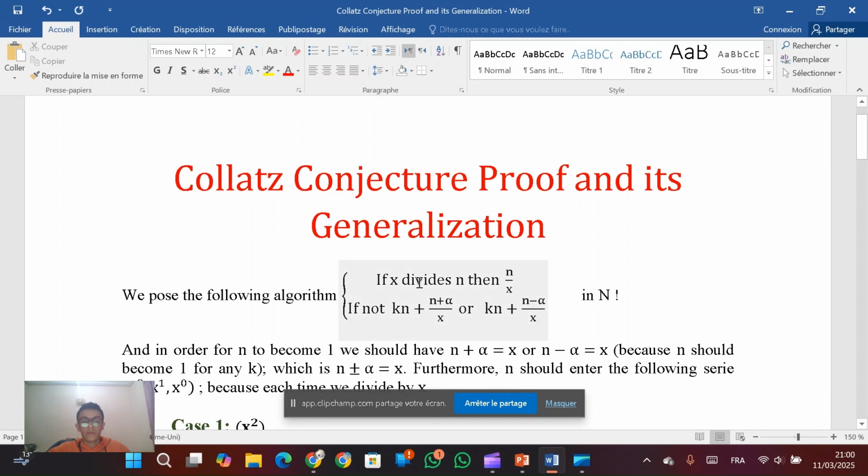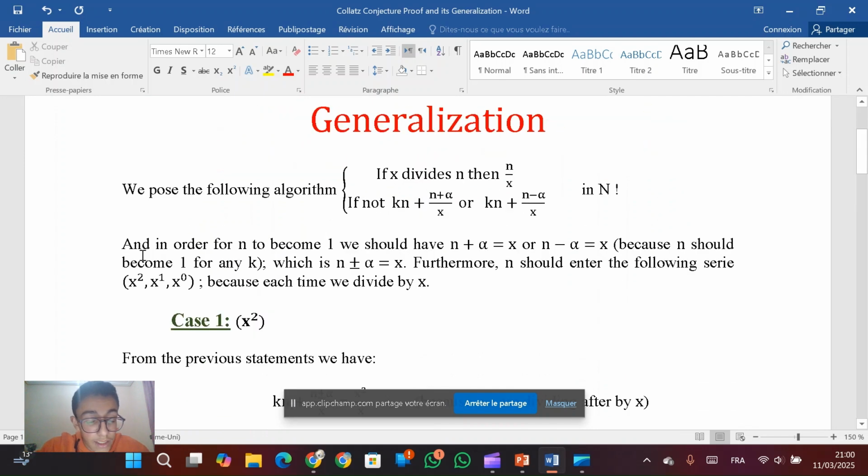We pose the following algorithm: if x divides n, then n over x. Like, yeah, this is a proof. I wanted to show the world. I am not talking about some, it's mine, and it's mine, not yours. So I'm not going to talk about interesting things. I don't have time. I have 3 minutes. And we pose this algorithm, you read it.